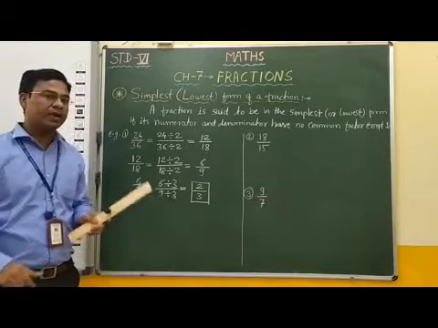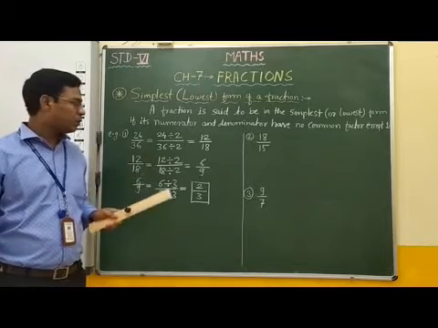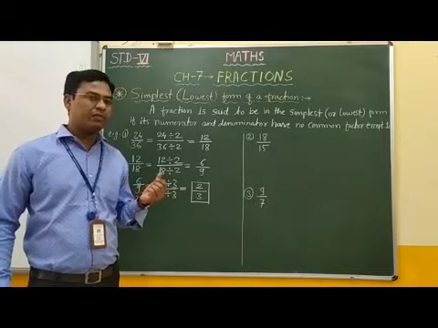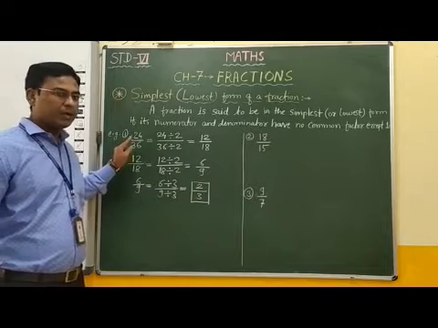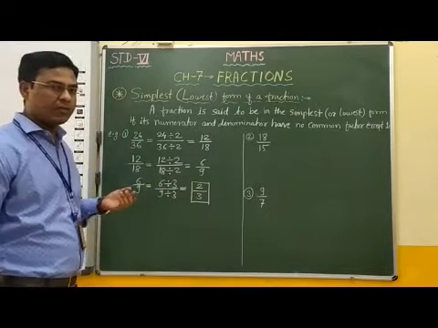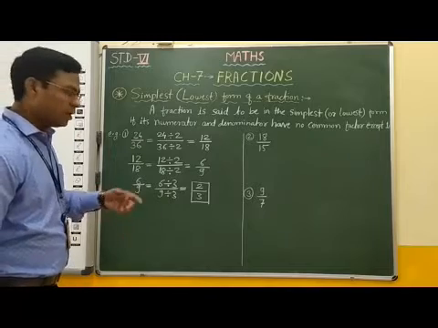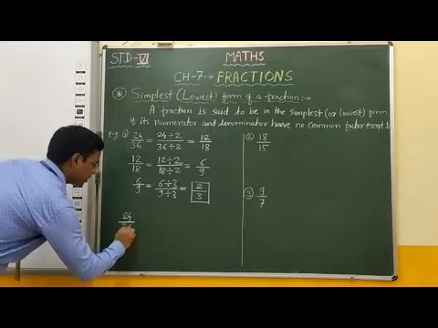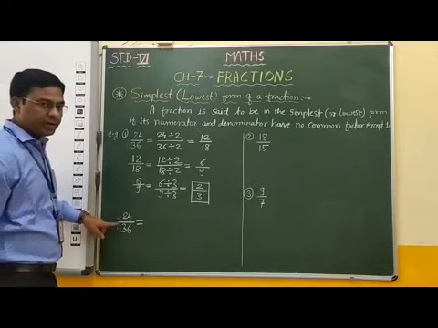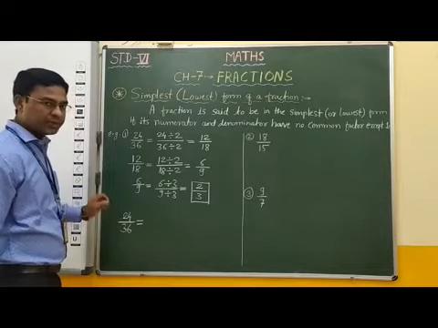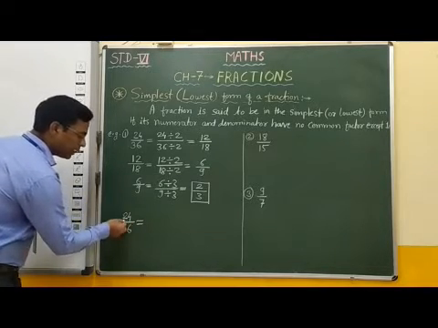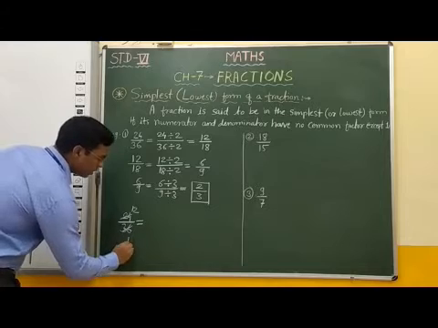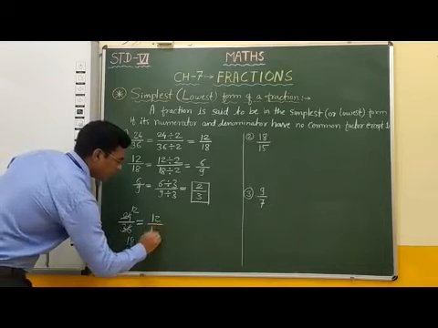In this way, we can find out the simplest form or lowest form of the given fraction. By using another method, we can find out the simplest form of 24 by 36. Here we can apply the division method but in a different way. If you write 24 by 36, then both numerator and denominator are even numbers, therefore both are divisible by 2. Therefore, if you divide 24 by 2, then 12, and 36 divided by 2 is equal to 18. Therefore, the answer is 12 by 18.